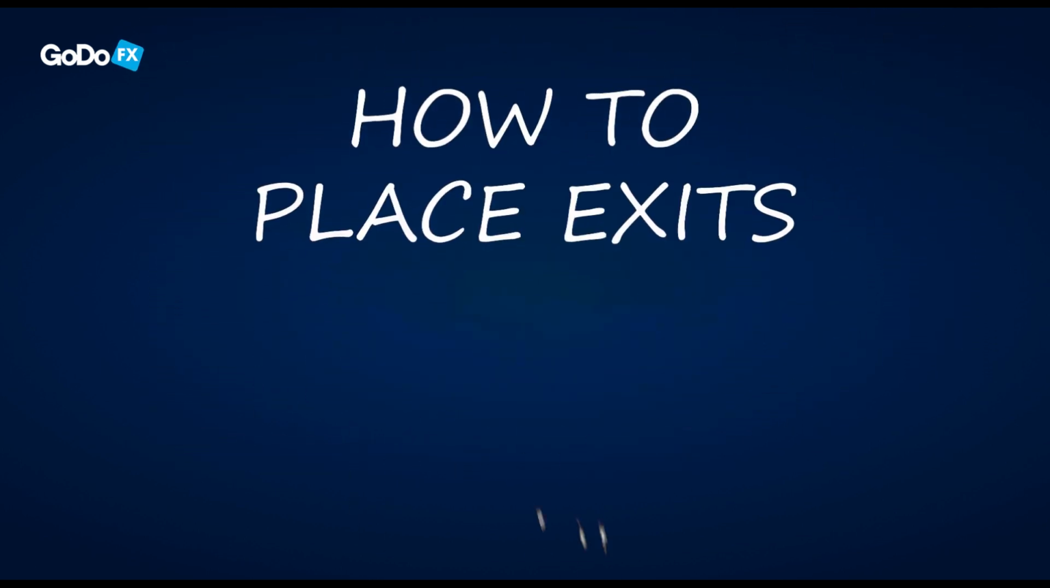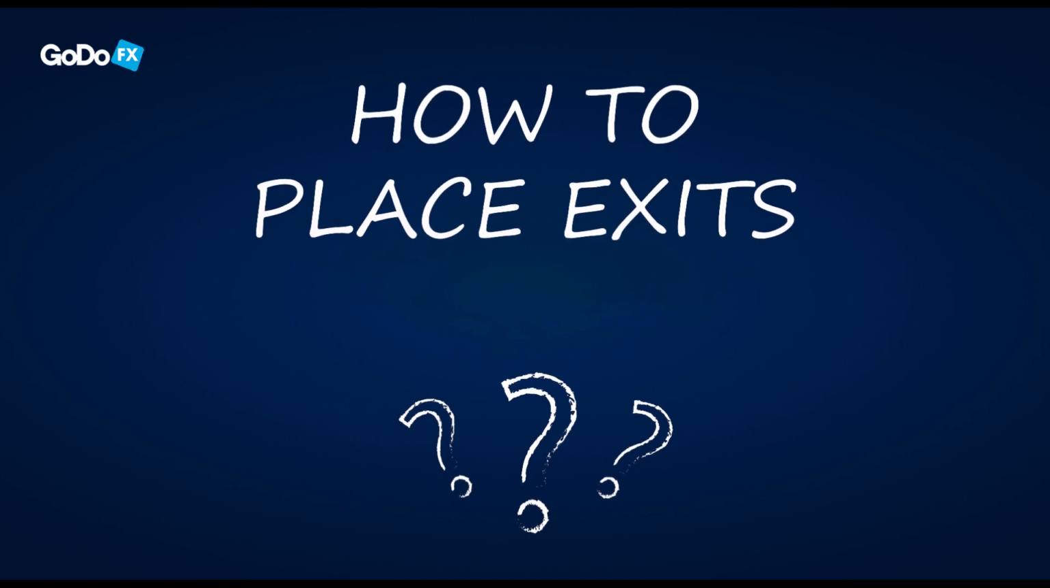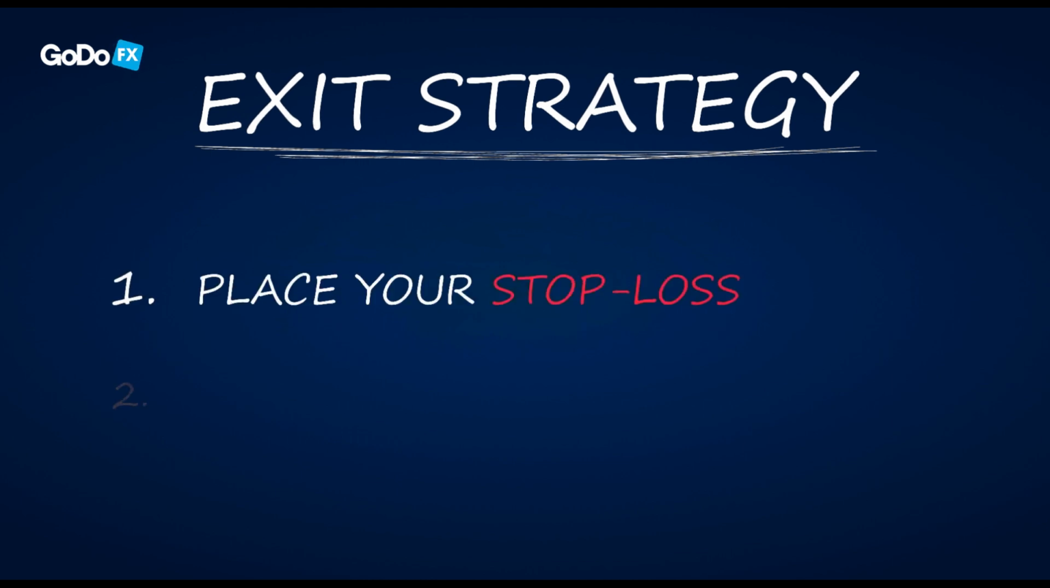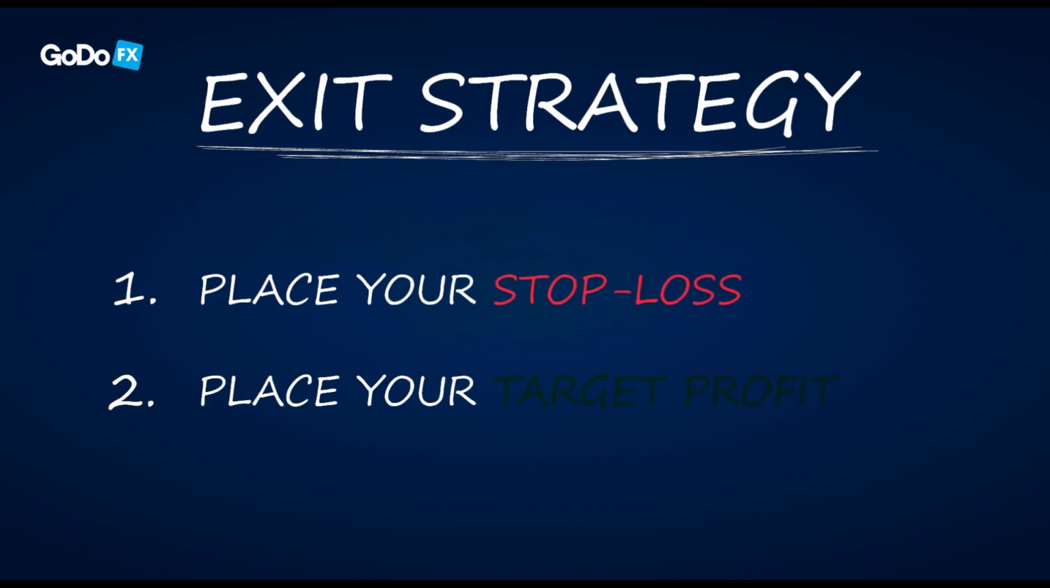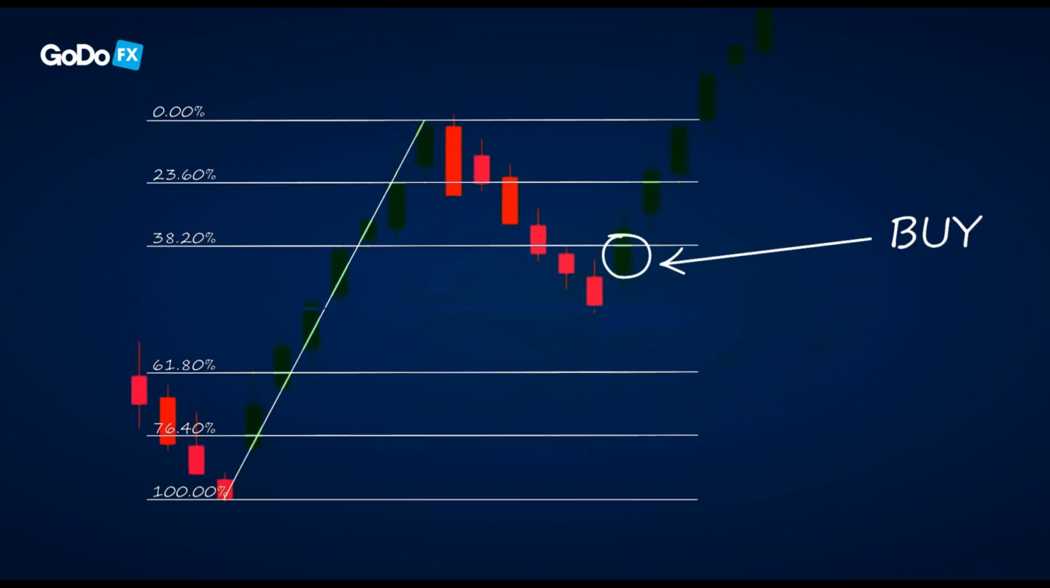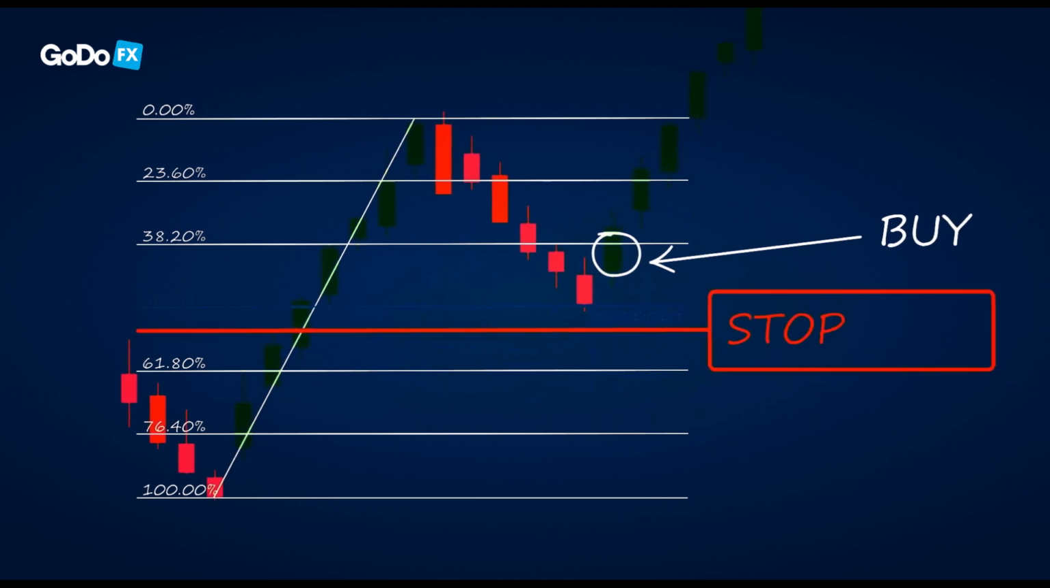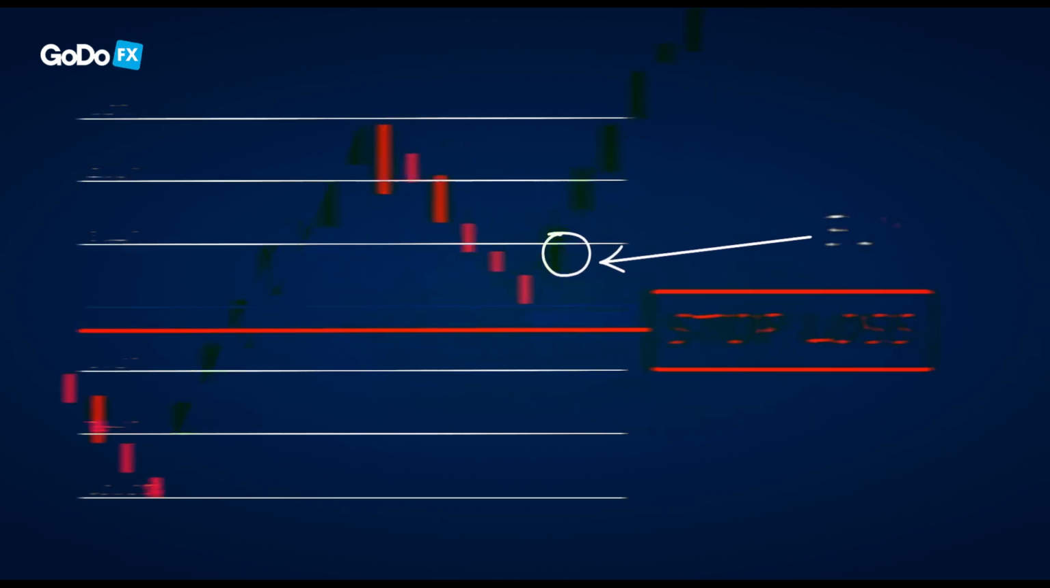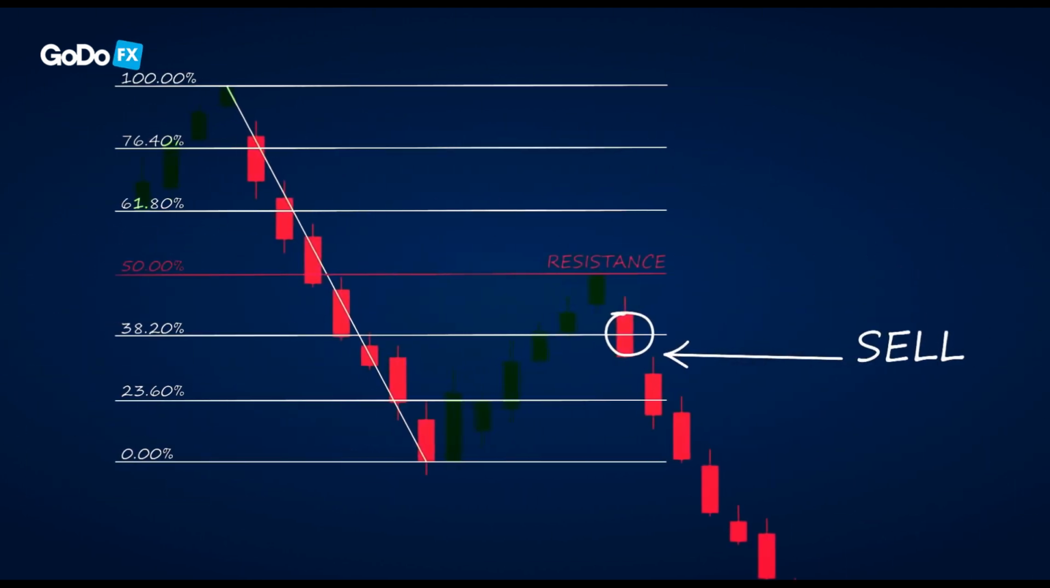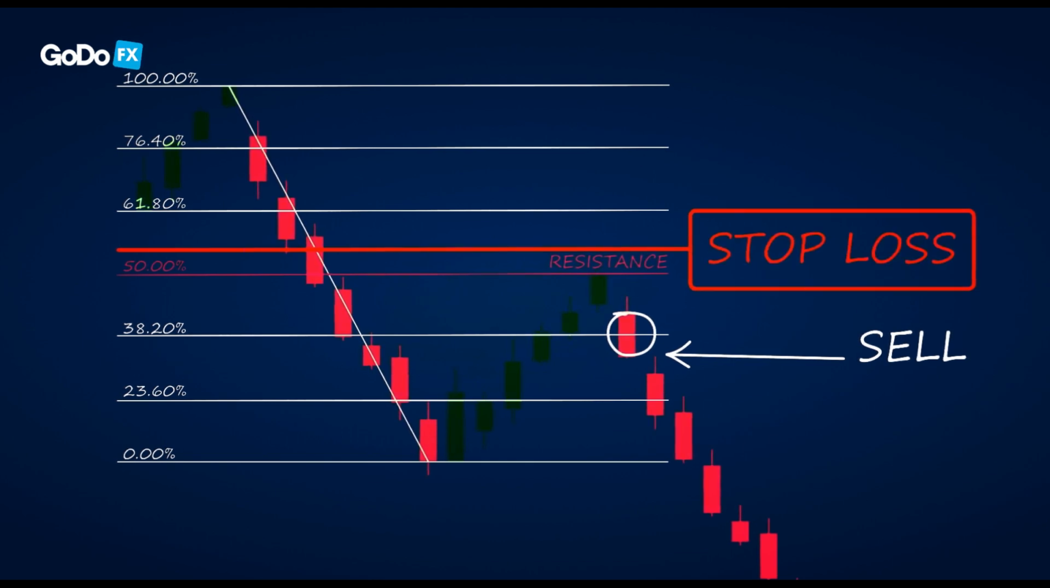So how to place your exit? Now that you have decided on your entry, you need to determine your exit strategy. Your exit strategy is comprised of 2 steps. First one is deciding where to place your stop loss, and the second is where to place your target profit. Let's look at the same graph that we had for our upward trend. Here we suggest you place your stop loss just below the retracement level. In a downward trend, we suggest you place your stop loss just above the retracement level.